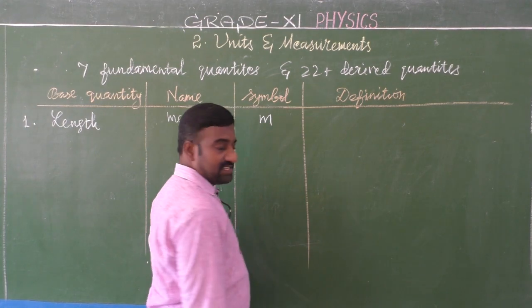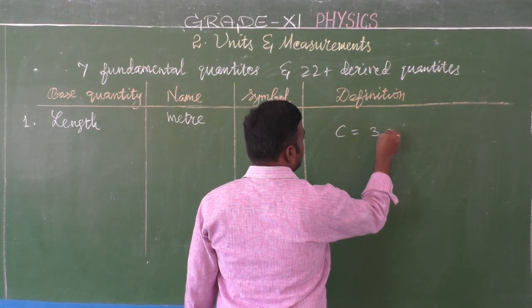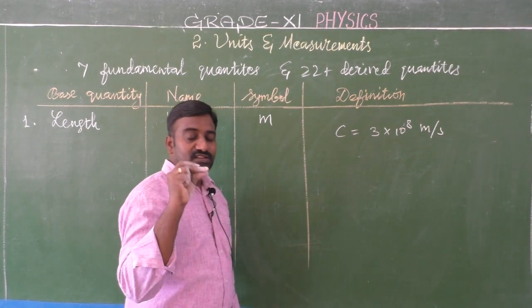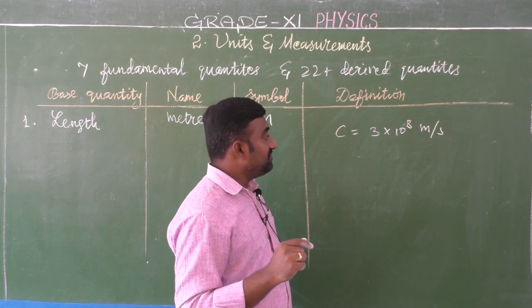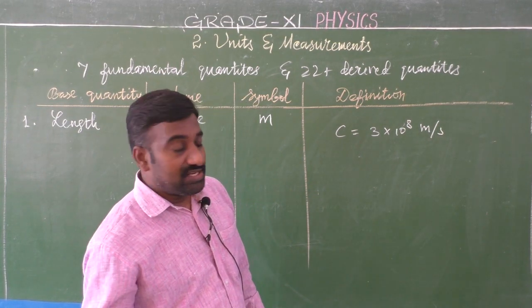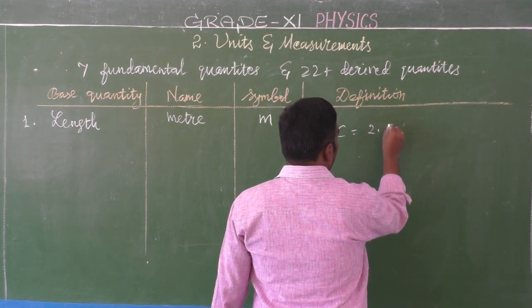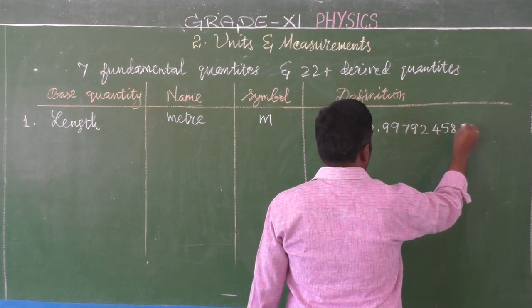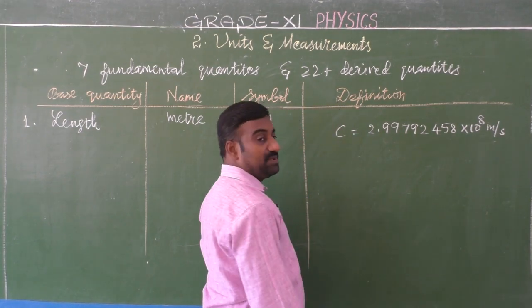We know the speed of light. What is the speed of light? Light travels at the speed of 3 into 10 to the power 8 meter per second, which means within 1 second, light travels 3 lakh kilometers. That we can say 3 into 10 to the power 8 meter per second. But the accurate value is not 3. The accurate value of the speed of light is 2.99792458 into 10 to the power 8 meter per second. This is the speed of light.